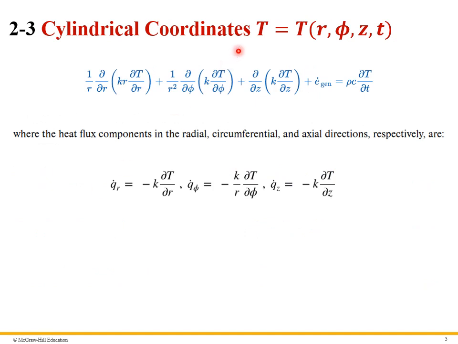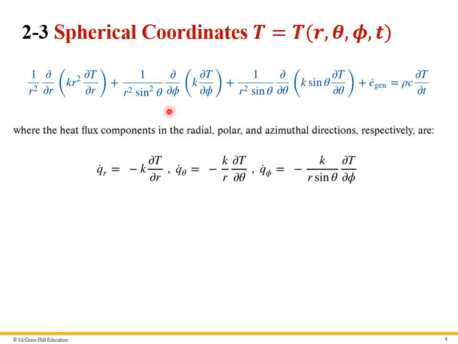For cylindrical coordinates, they're functions of r, phi, z, and t. So again, we add two additional terms to take into account the angular dependence and the z dependence. We can also define what's known as the heat flux components for the radial, the phi, and the z directions. And finally, for spherical coordinates, again, we add two additional terms, and we define the heat flux components in the r, theta, and phi directions as shown.